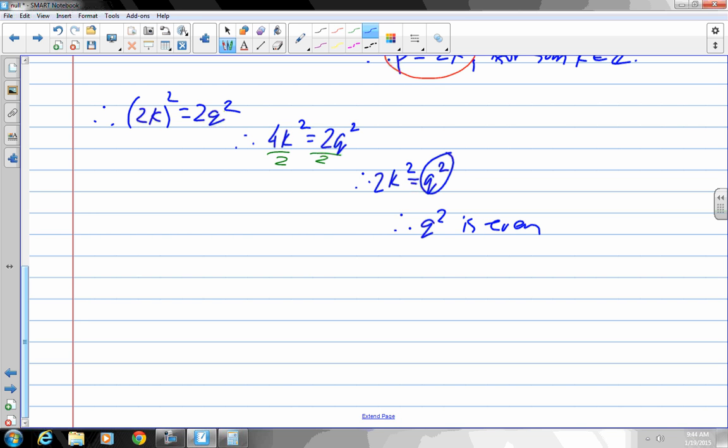Right? So what can I say about q itself? By the lemma we just proved, if q squared is even, what about q? Is q even or odd? Even, right? We proved that. So therefore, q is even.